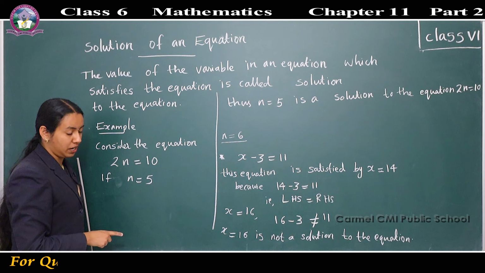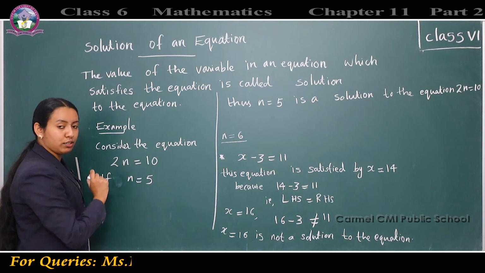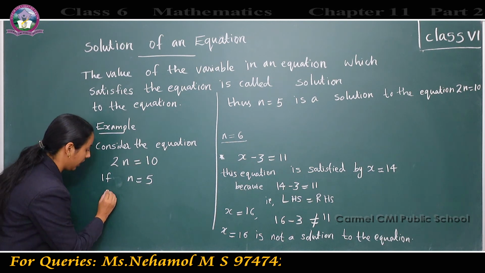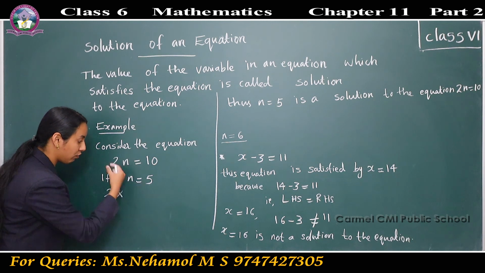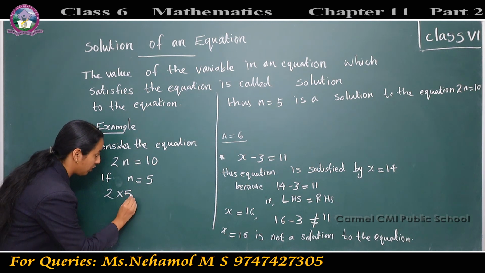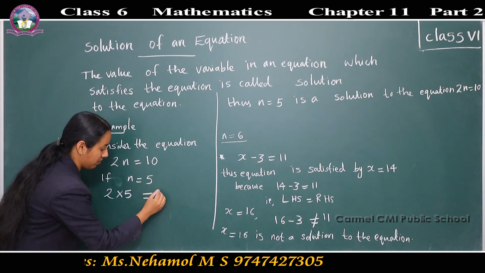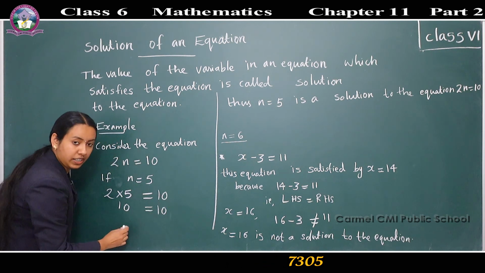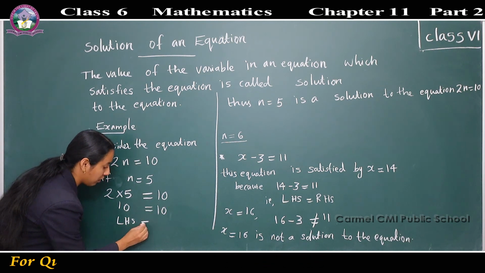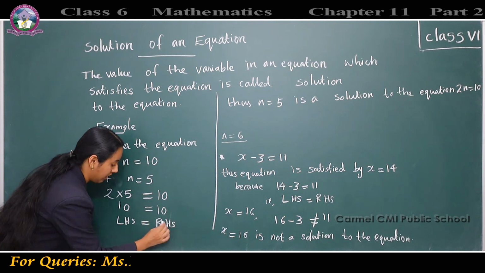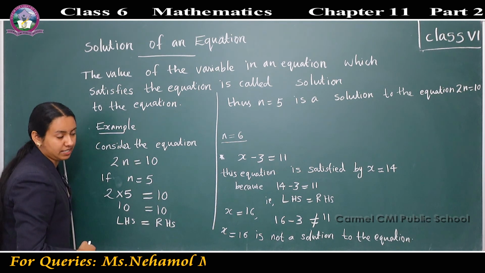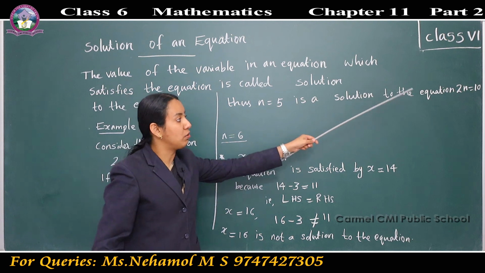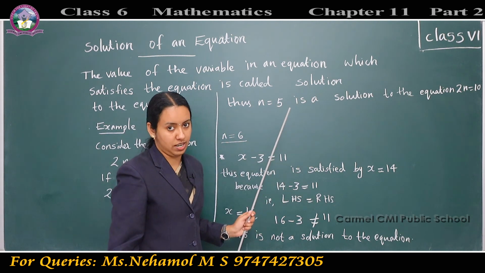Then, if n is equal to 5, we can substitute n is equal to 5 in the equation. Instead of n, we can write 5. 2 into 5 is 10. 10 is equal to 10. Here, LHS is equal to RHS. So, n is equal to 5 is a solution to the equation 2n equal to 10.